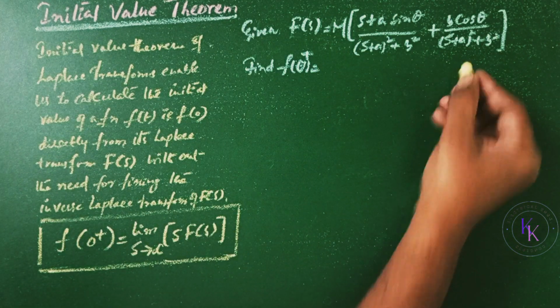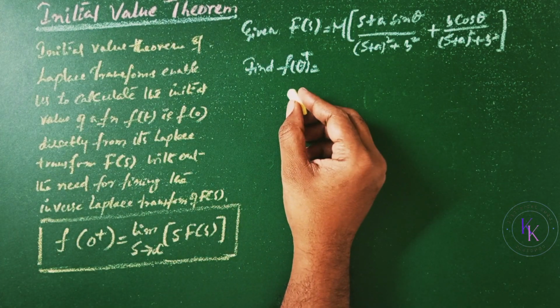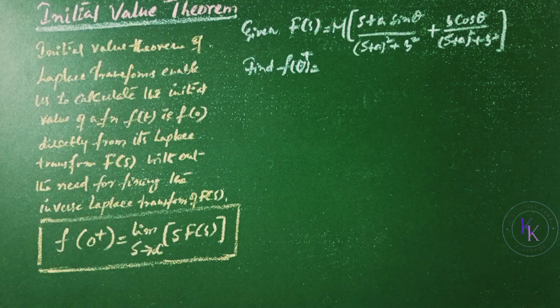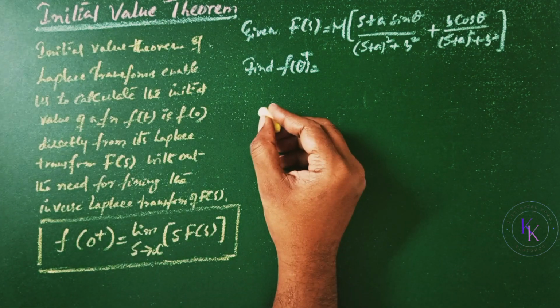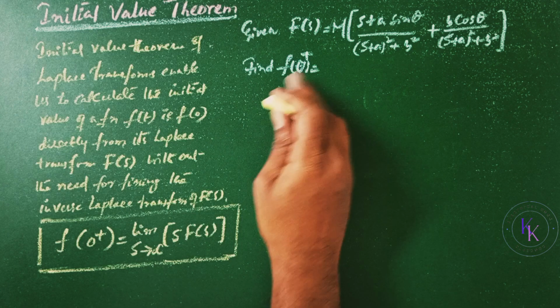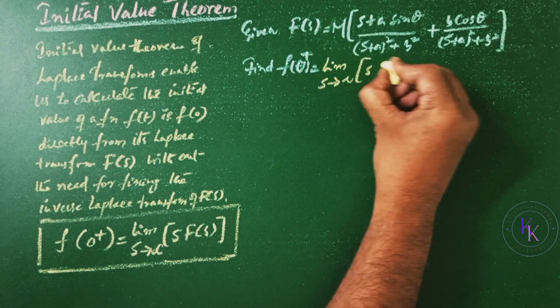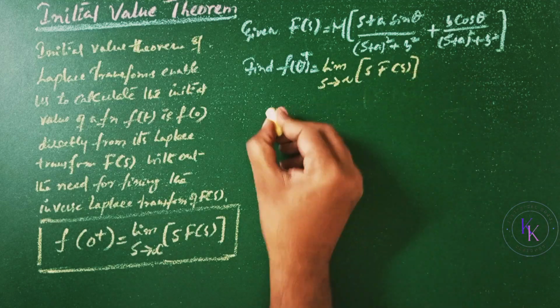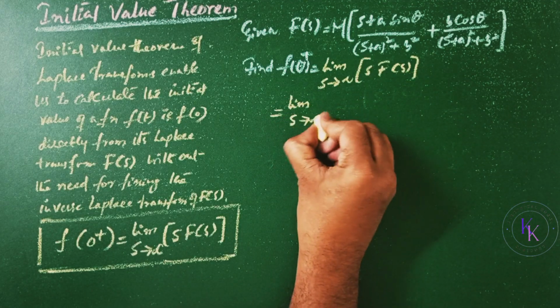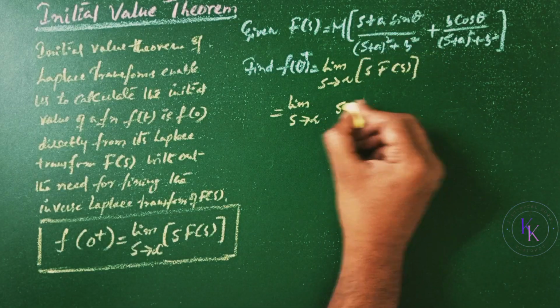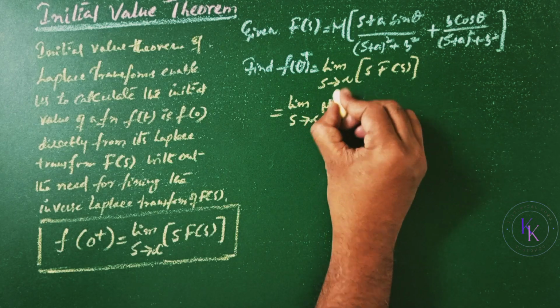Given F of s equals this function, find f naught, or find the initial value, by using the initial value theorem. The formula is f of 0 plus is given by limit s tends to infinity of s F of s. Now, limit s tends to infinity of s times this function. So I'm taking the constant m outside of it.